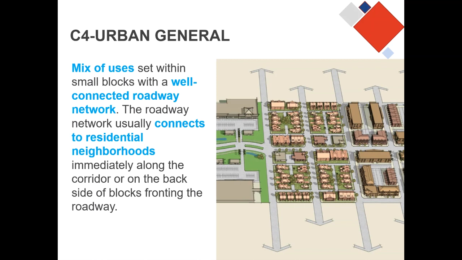Usually they will have small blocks, and we'll describe what a small block means. It also has a well-connected roadway network. It may have a grid or a warped parallel grid or some other type of networked street system. The roadway network usually connects to residential neighborhoods immediately along the corridor or along the back side of the blocks fronting the roadway.